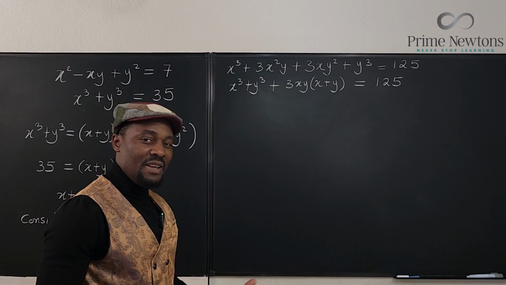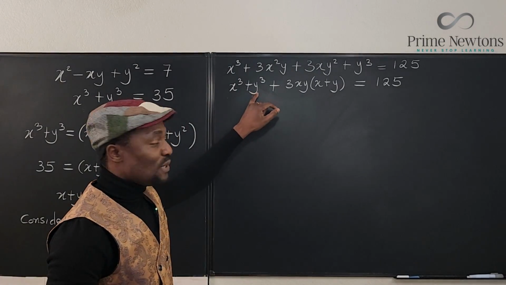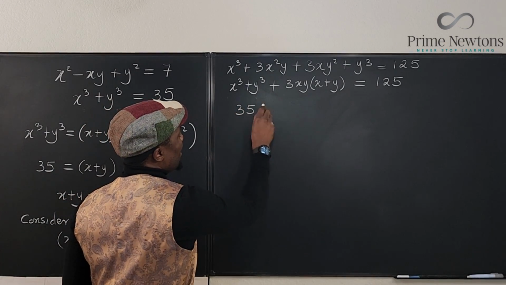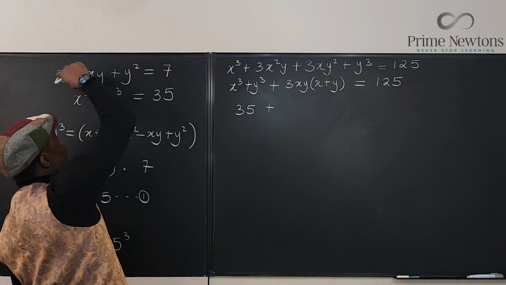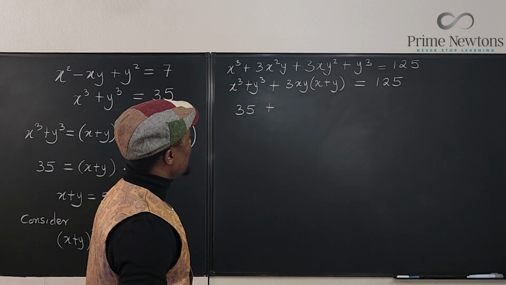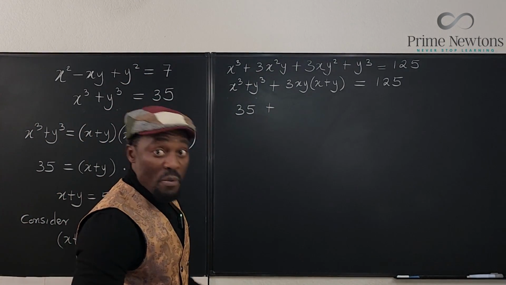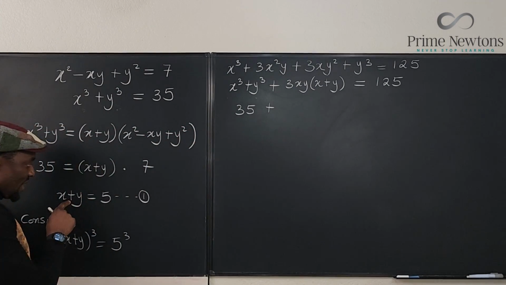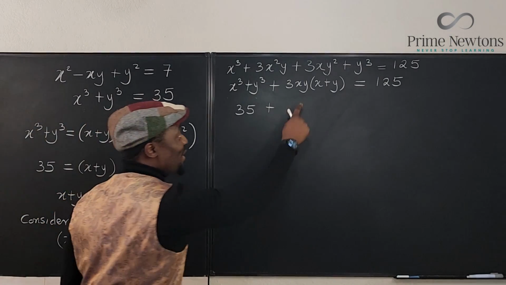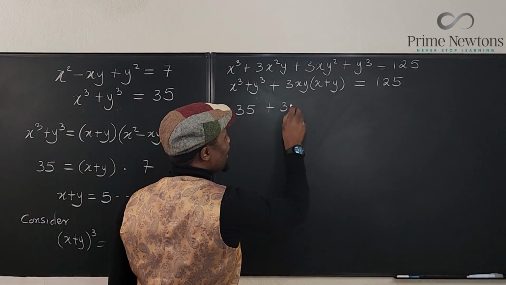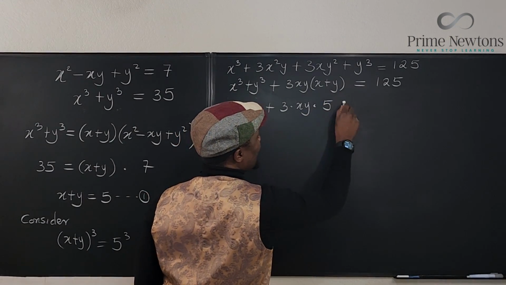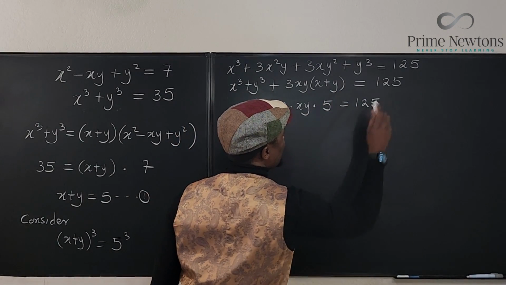Now some things are very obvious. x cubed plus y cubed was given in the original problem, so this is 35. We were told that x squared minus xy plus y squared... oh, we don't have that here. But we've got this: x plus y is equal to 5. So I'm going to write this as 3 times xy times 5 equals 125.